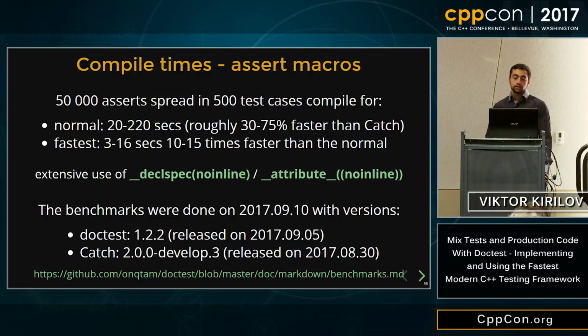And to achieve these results, a lot of functions were explicitly marked as not to be inlined. Many constructors, destructors, the fast binary assert function itself, many things were marked no inline. But this doesn't have a big impact on runtime performance, which is the next topic. And these benchmarks were done 2 weeks ago with almost the latest versions of the frameworks. You can also check out this link to see how they were done.